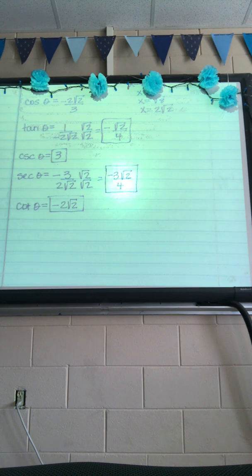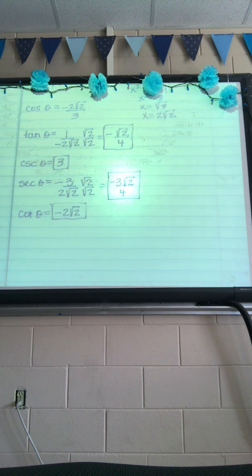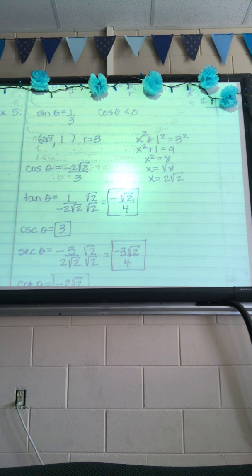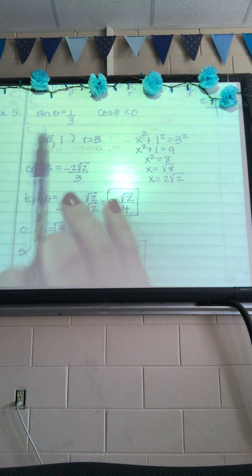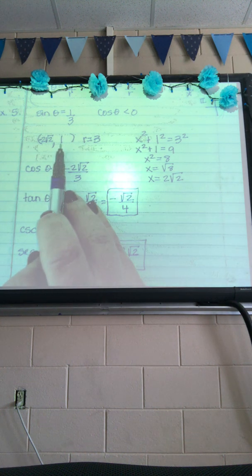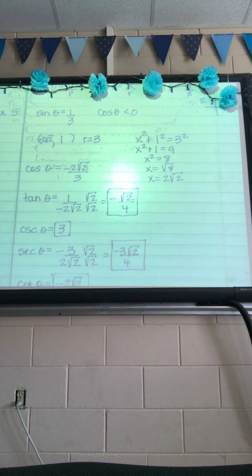I got a question. Go back up to the top. Say the sine of theta is equal to 2 over 3. That would change your y to 2. And so then would that change the whole problem basically? Yes, everything.